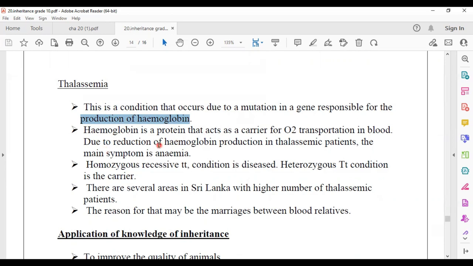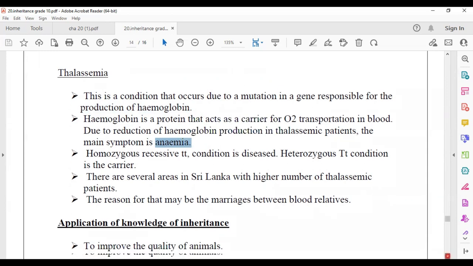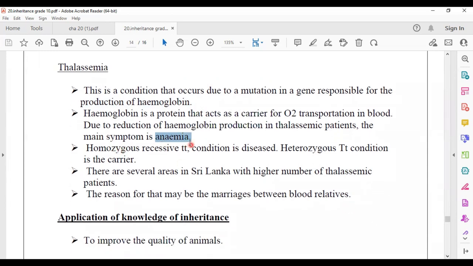And due to the reduction of hemoglobin production in thalassemic patients, the main symptom is anemia. Anemia means lack of blood, that means no hemoglobin in blood. It is a red color pigment. That is why the blood is red color.